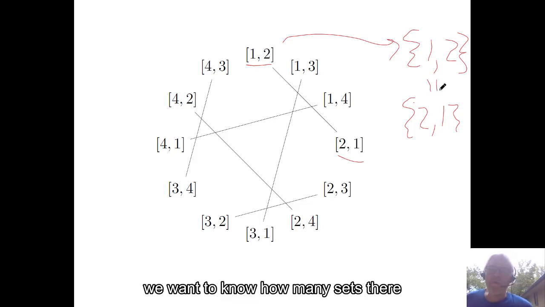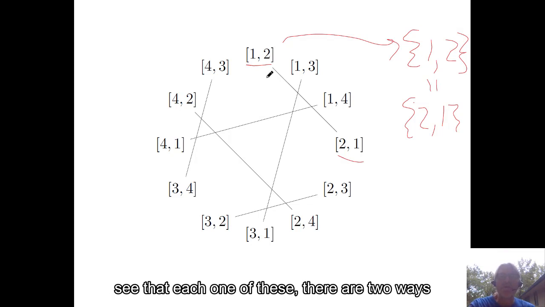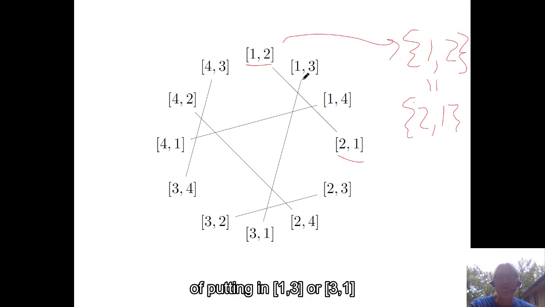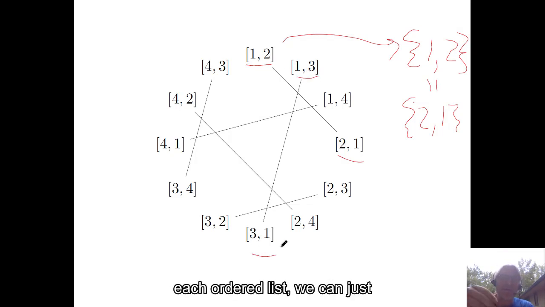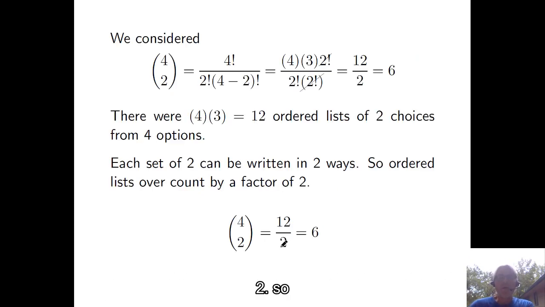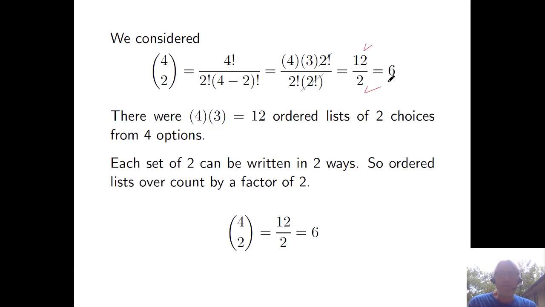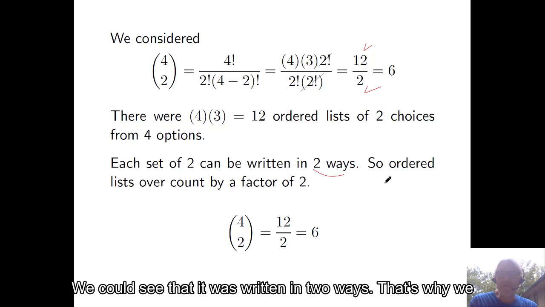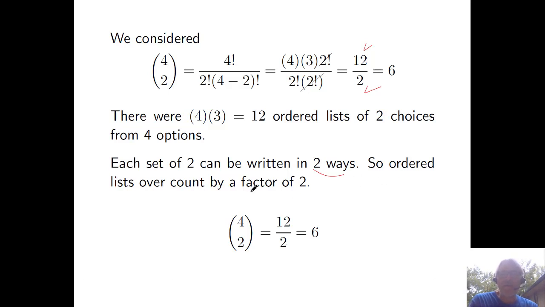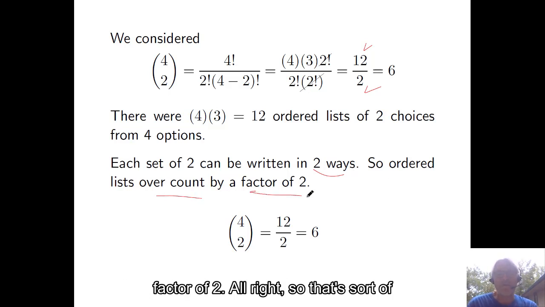So we want to know how many sets there are, so we need to avoid this double counting. So we see that for each one of these, there are 2 ways of putting it, 1 and 3 or 3 and 1. Each ordered list, we can just swap around in 2 ways, and that's why we divided by 2. So that made sense how we got the numerator, hopefully, and the denominator. We could see that it was written in 2 ways. That's why we divided by 2, because we've overcounted by a factor of 2. All right, so that's sort of the rationale behind this.